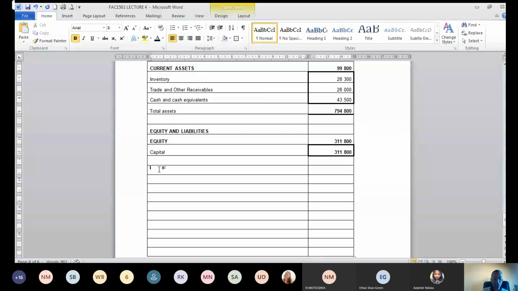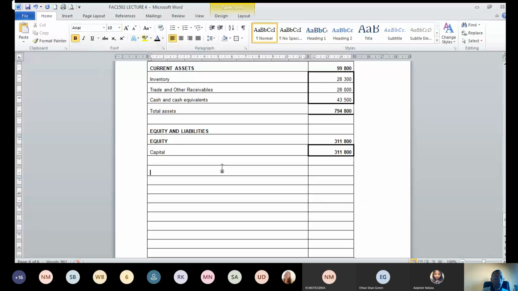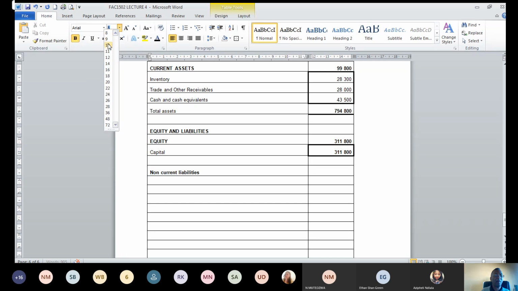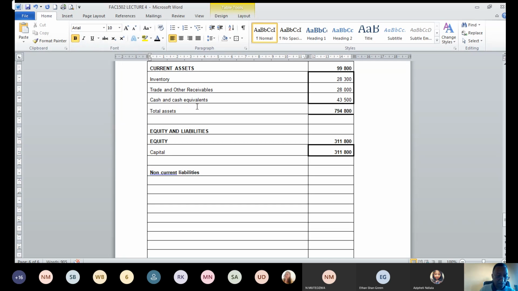Now we are going to focus on our liabilities. We get two kinds of liabilities. We get non-current liabilities, and we get our current liabilities.